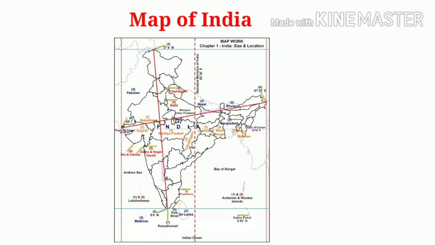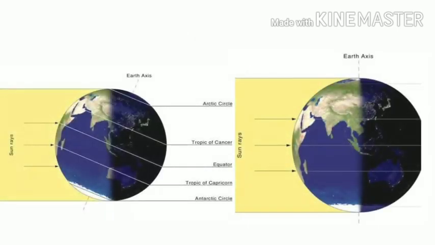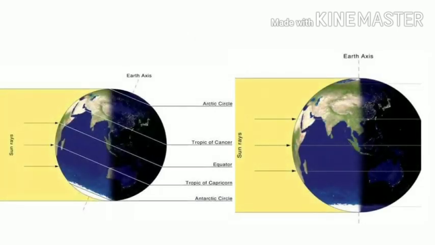Now here you can understand that India is divided by the line of Tropic of Cancer into two parts, northern and southern. But why are we studying these lines? What is the importance of these lines? You can understand that here. Again you can see two pictures of Earth on your screen.